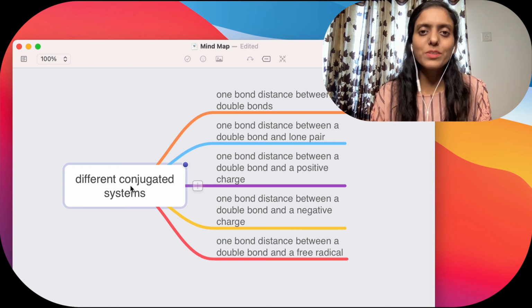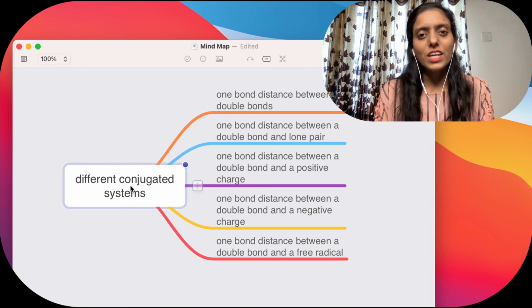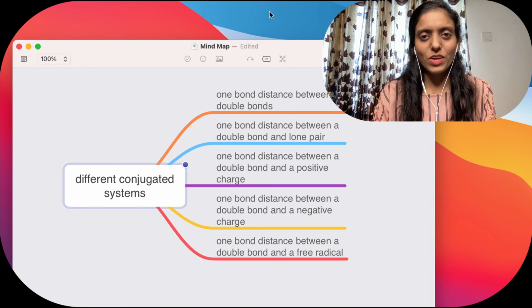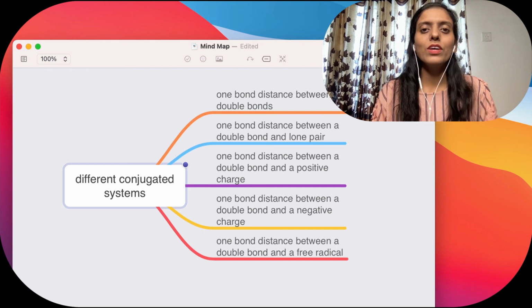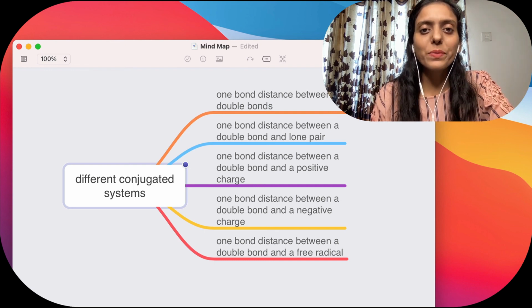Okay, so the basic concept behind resonance is conjugation.